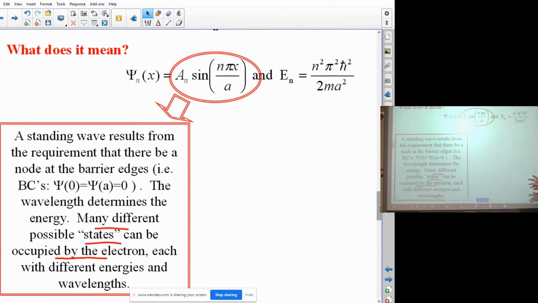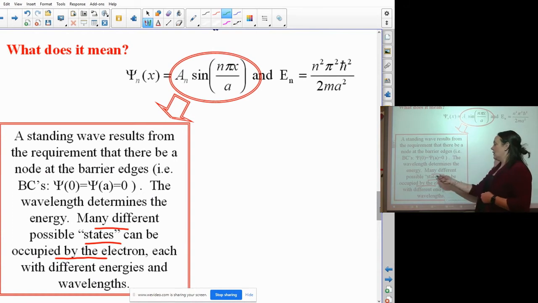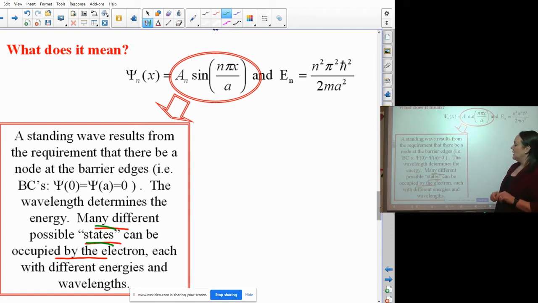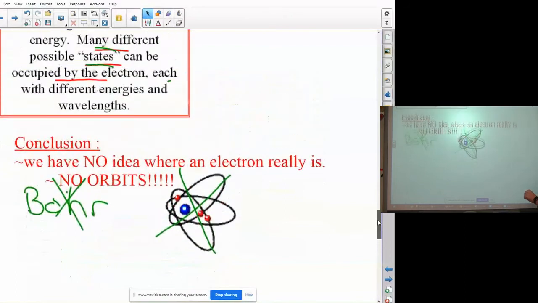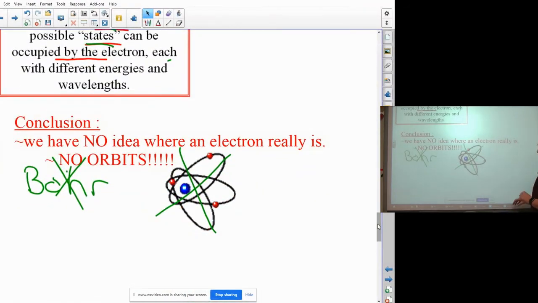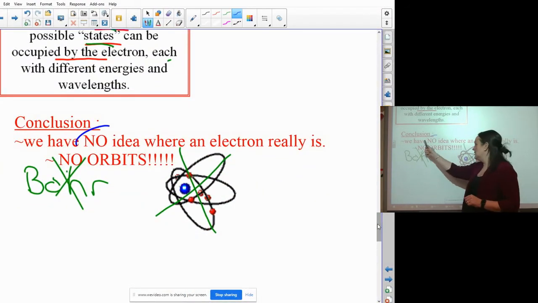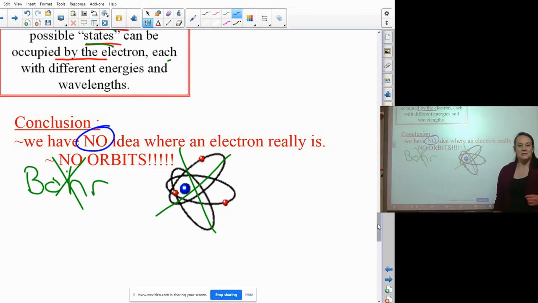Well, when you get to the very end, the conclusion for this is that there are many different possible states that can be obtained or held by an electron with different wavelengths and different energies. So what does all this mean? It means we have no idea where an electron is. Okay, what I would write down underneath him too as well is that we have no idea where an electron is. No idea. For 100%, you can't tell me where an electron is.